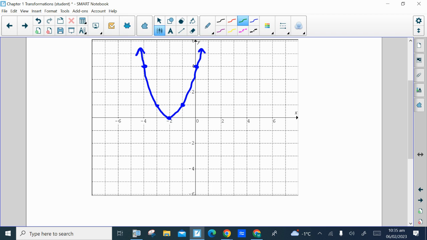So to get points on the inverse, we'll take the original points, switch them around. -4, 4 becomes 4, -4. -3, 1 becomes 1, -3. -2, 0 becomes 0, -2. -1, 1 becomes 1, -1. And 0, 4 becomes 4, 0.